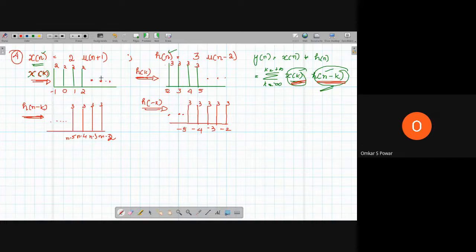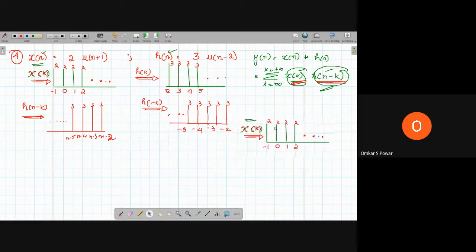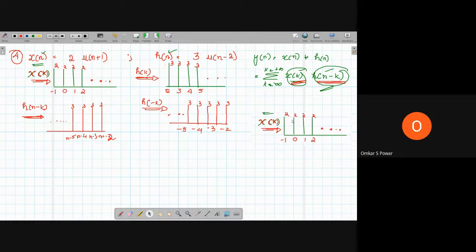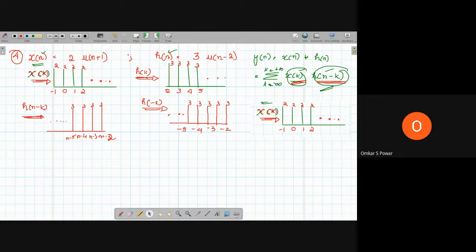So first you have to plot this one, and our first thing has been done properly. Then when I gave you the idea of convolution, I told you this signal x of k will remain as it is. Our second signal h of n minus k, there will be two cases. What will be the two cases?